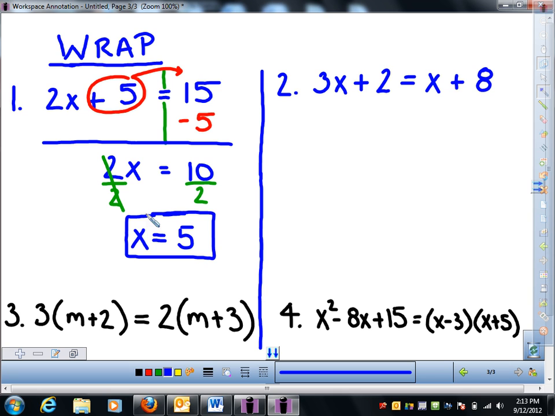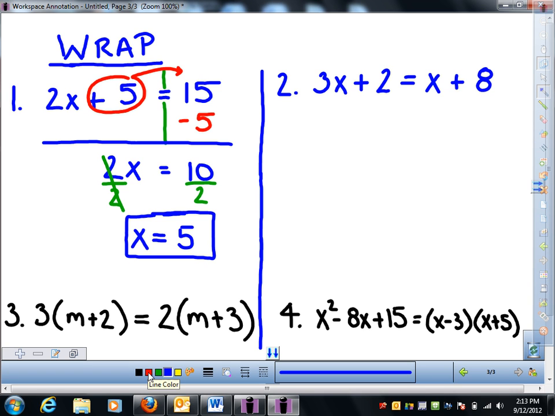Just to point out, in most textbooks that we look in, the variable will always be on the left-hand side of the equal sign, and the number will be on the right-hand side. So it's a nice, simple method for us to be able to follow systematically to take us to our answer.